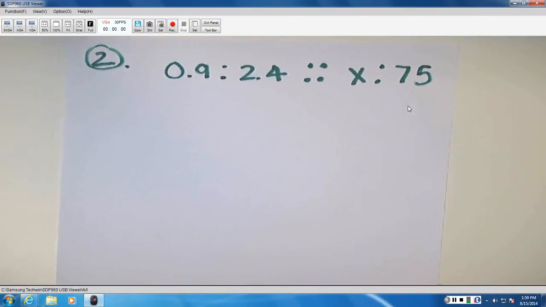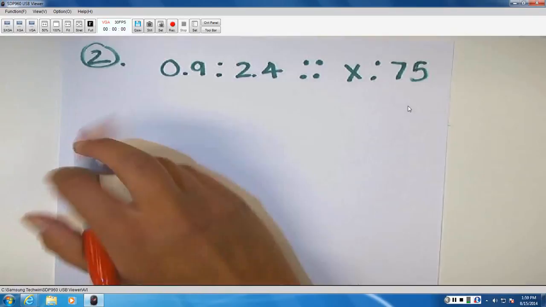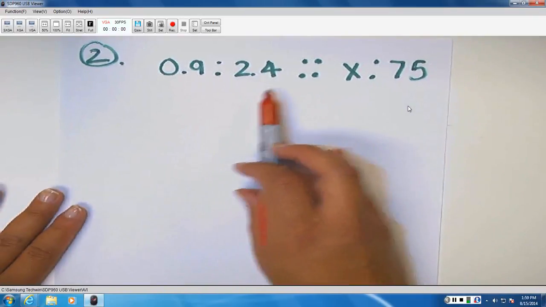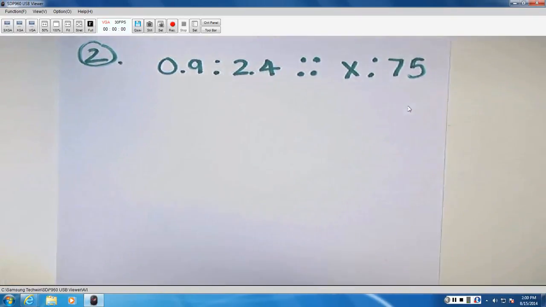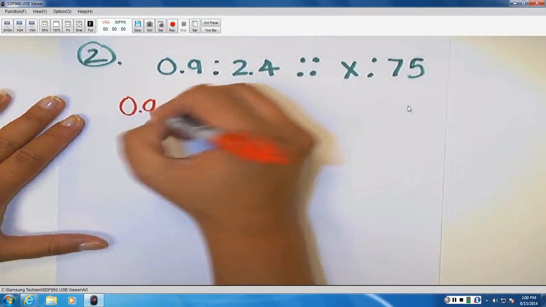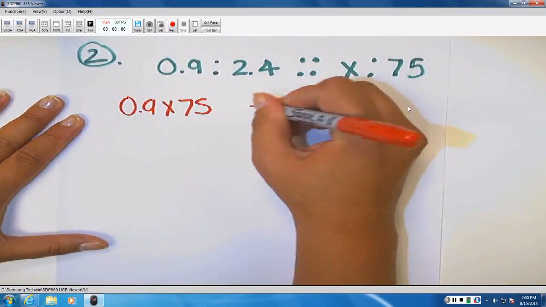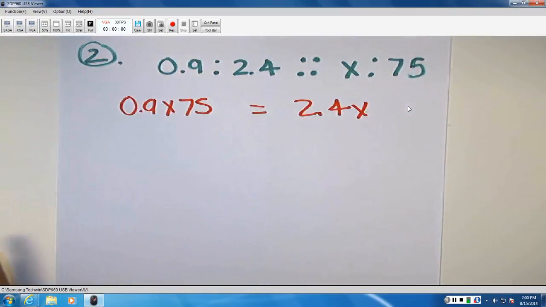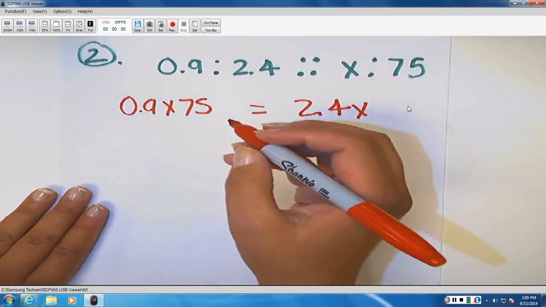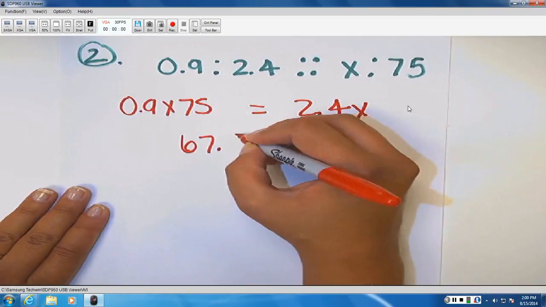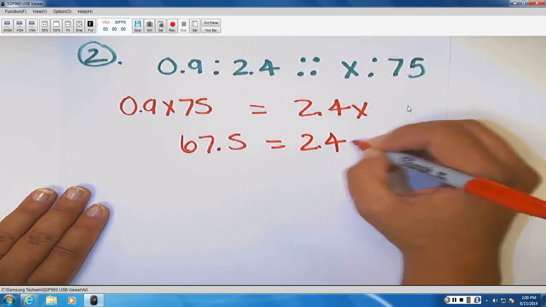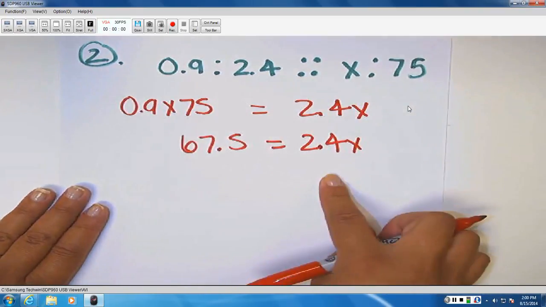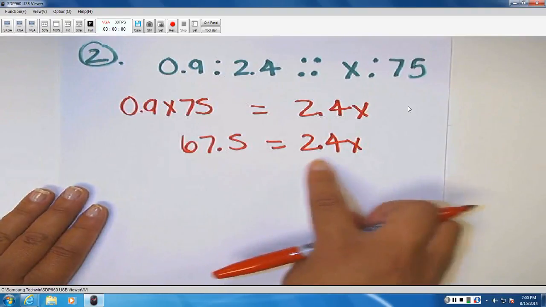The next one we will work on is number 2 from your workbook. And this one is 0.9 is to 2.4 as x is to 75. So let's set up our equation. I'm going to have 0.9 times 75 equals 2.4x. Do my math. 0.9 times 75 equals 67.5. Okay? So I'm now to here, 67.5 equals 2.4x.